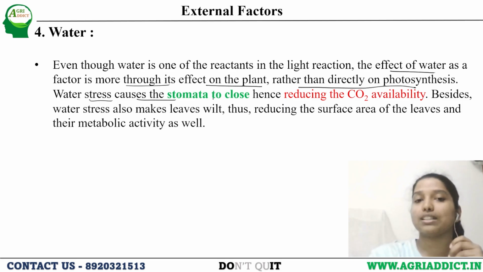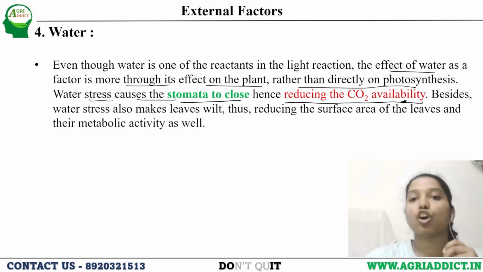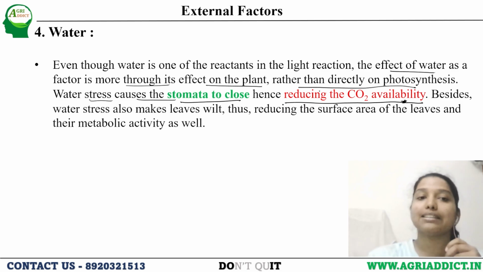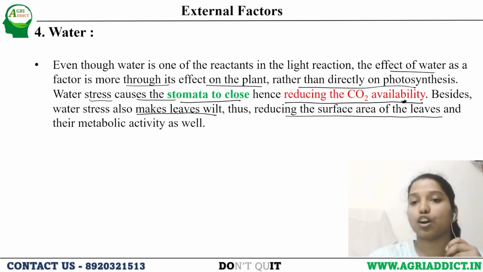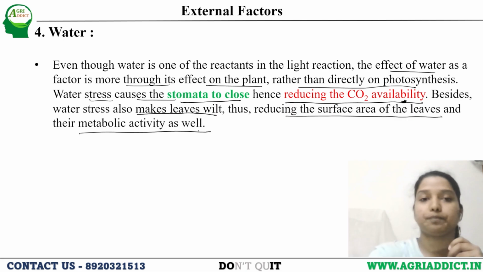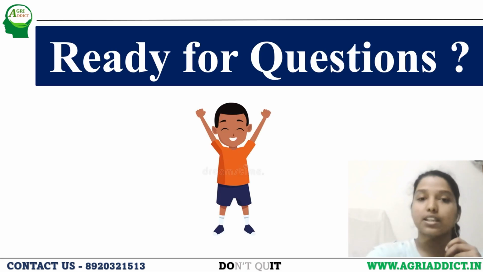Water stress causes the stomata to close, which will reduce the carbon dioxide availability. If the carbon dioxide availability is not there, ultimately the photosynthesis rate will decrease. Besides this, water stress also makes leaves wilt, thus reducing the surface area of the leaves and their metabolic activity as well. Okay. Now comes the questions.